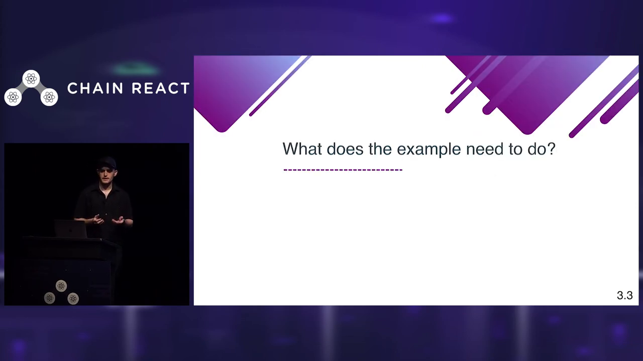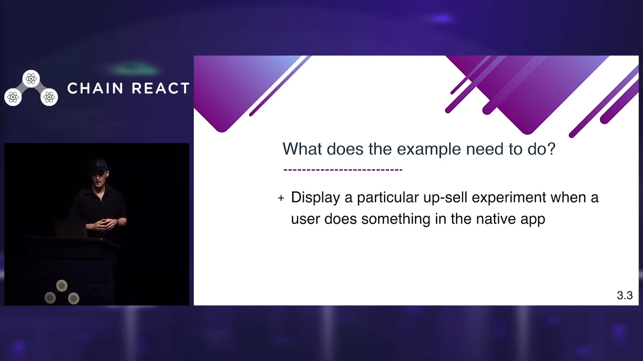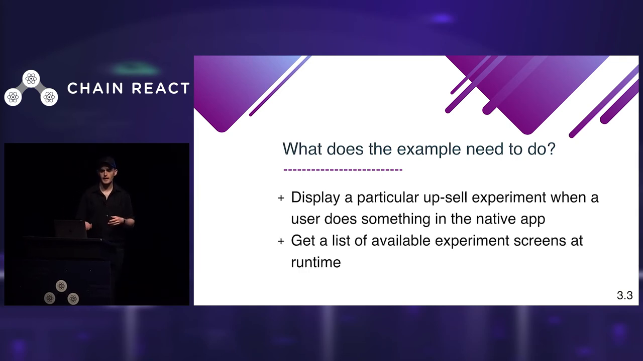So what does this example need to do, regardless of whether we were using React Native or not? Well, we need to display a particular upsell experiment when a user does something in the native app. That something might be tapping a button or an icon, or it could be when the user's account is in a certain state and they use the application at a certain time. We also need to get a list of the available experiment screens at runtime. So when the application starts up, we need a way to say, hey, what screens have you got, so that the A-B testing system can know which ones we can show you in this particular version of the app?